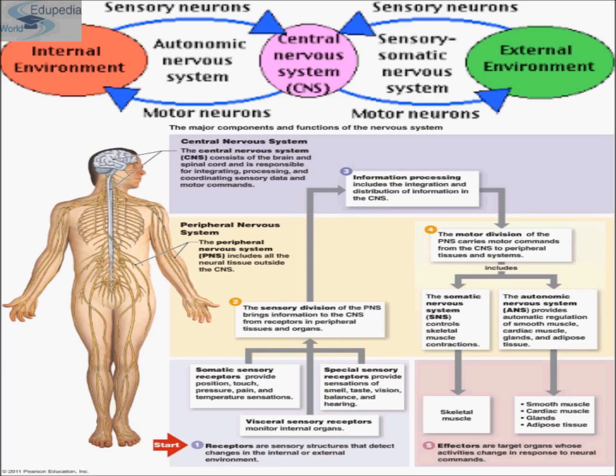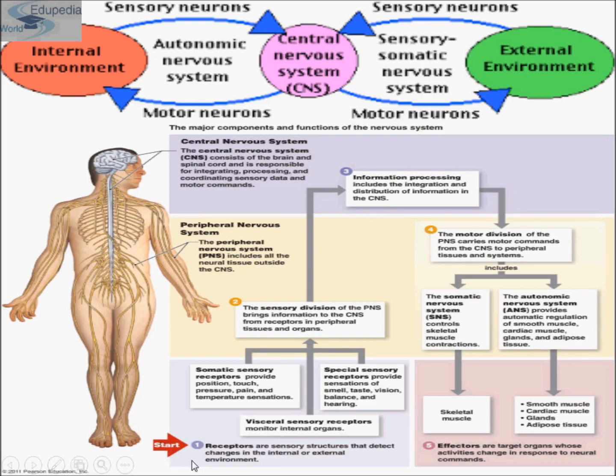Now let's start seeing how it happens or how it takes place. These are the major components and the functions of the nervous system. This is your central nervous system, this is your brain, and this is your spinal cord, and this forms your central nervous system. So it consists of brain and spinal cord and is responsible for integrating, processing, and coordinating sensory data and motor commands. And these are the nerves which extend from your spinal cord, known as your peripheral nervous system. It includes all the neural tissues outside the CNS.